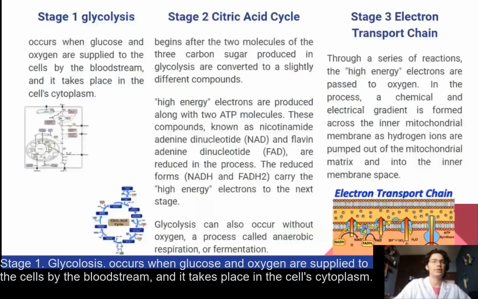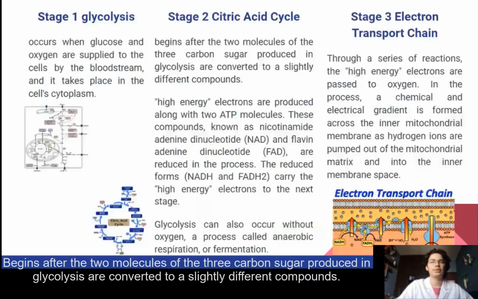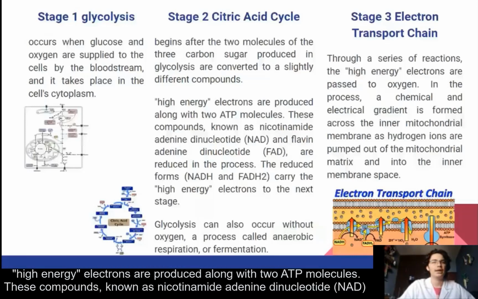Stage 1, glycolysis, occurs when glucose and oxygen are supplied to the cells by the bloodstream, and it takes place in the cell's cytoplasm. Stage 2, citric acid cycle, begins after the two molecules of the three-carbon sugar produced in glycolysis are converted to a slightly different compound. High-energy electrons are produced alongside two ATP molecules.